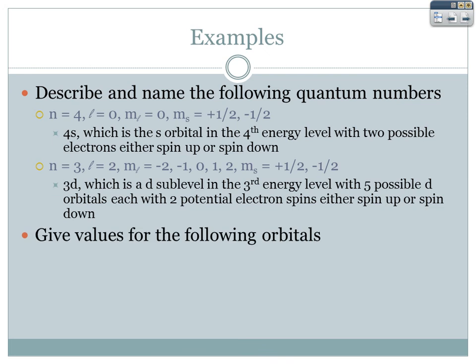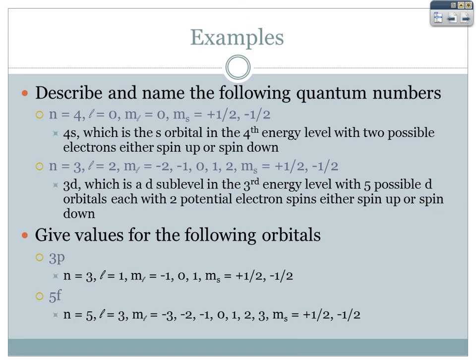Or I could ask you to give the values for the following orbitals. What's a 3p orbital? What are the quantum numbers for it? And so you would say that the n was 3 because it's a 3rd energy level. If it's p, that means the L is equal to 1, which means my m sub L is from -1 to 1, and my m sub S is plus a half or minus a half. So n would be 3, L would be 1, m sub L is -1, 0, 1, and then the m sub S would be plus a half or minus a half. And then I could describe a 5f. So n equals 5, L equals 3, m sub L is -3 to +3, and m sub S is plus a half or minus a half.